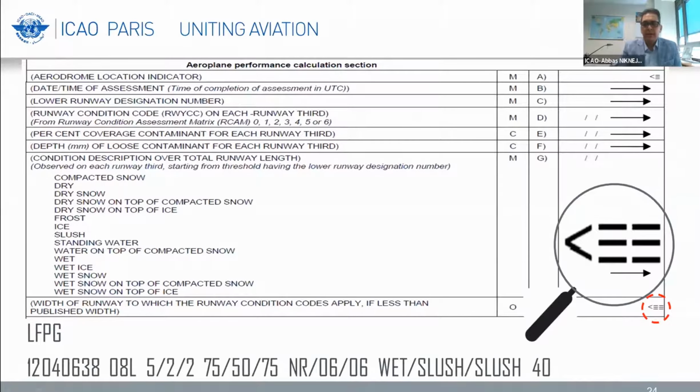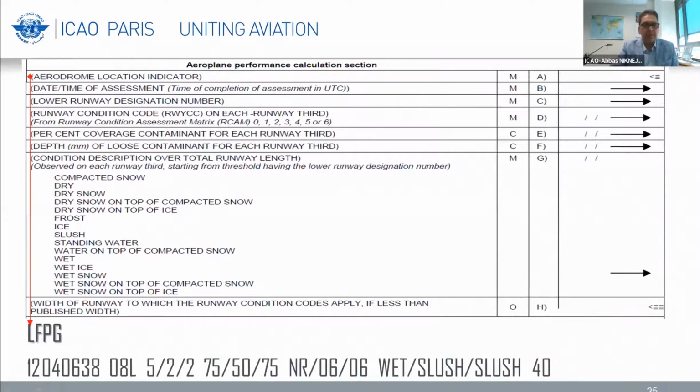And then the other symbol on the bottom right, which is a double of the symbol on the top right, shows that after the last item of the aeroplane performance section, you have to go to the next line, and then you leave the next line empty, and you have to go to the second line to continue with the situational awareness information. I will show you in an example later.